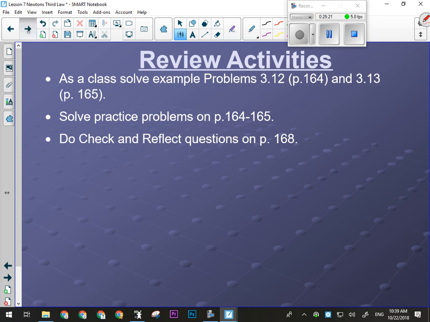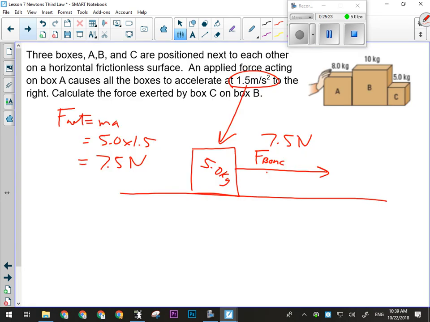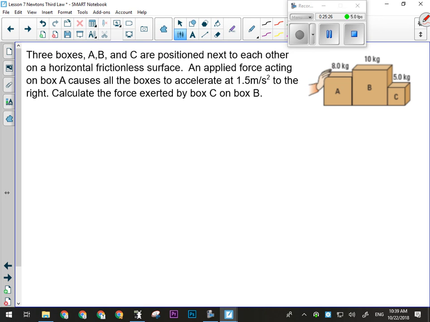All right, so we're going to go over a couple of examples here. This one first. We've done a few like this according to Newton's second law. These kinds of boxed systems, where there are multiple boxes, work pretty much the same, so keep in mind what we did with those. I've got these three boxes, A, B, and C. They're in contact with each other on a frictionless surface. We apply a force to box A and the whole system accelerates at 1.5 meters per second squared to the right. You want to calculate how much force box C exerts on box B.